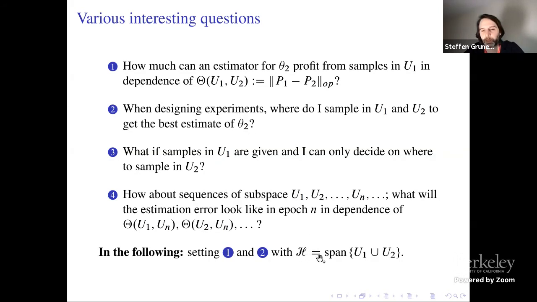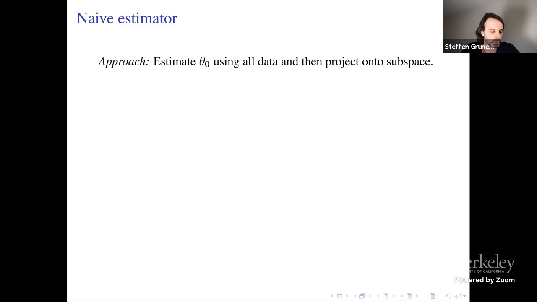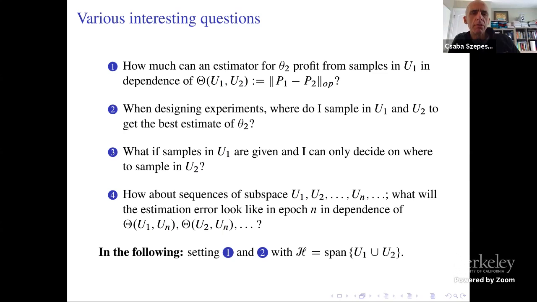My Hilbert space, for simplicity, will simply be the span of U1, U2, so not that high dimensional, but the propositions I'll state work for the more general case where you have a high dimensional Hilbert space. Steffen, was there a question? Yeah, quick question. Based on what you just said, that the Hilbert space is the span of both of these operators, I assume that U1 and U2 are given in advance.